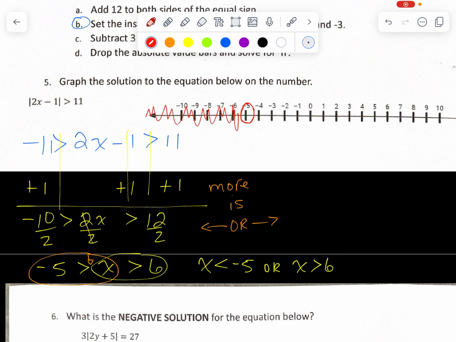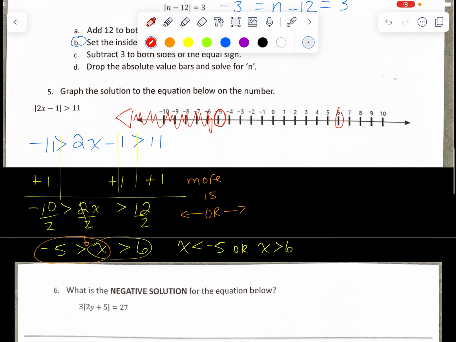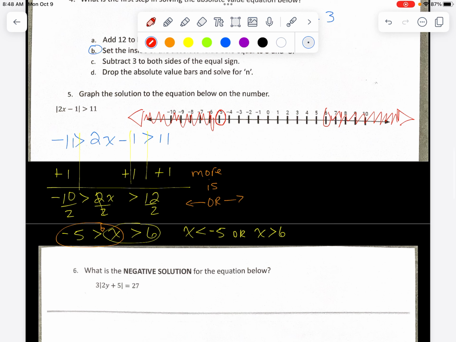And "more is or" means this one goes to the left. And then 6 is an open circle, and that is going to go to the right. So you don't have to split it up necessarily, because if you know "more is or," it's going to go in 2 different directions.